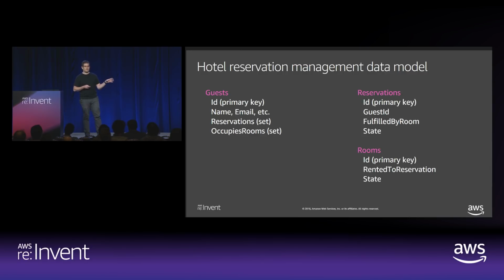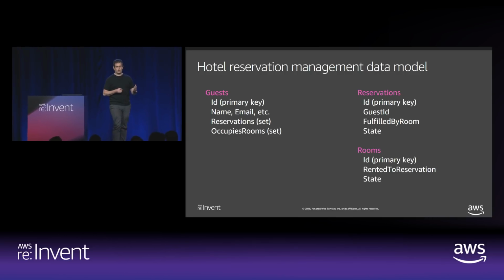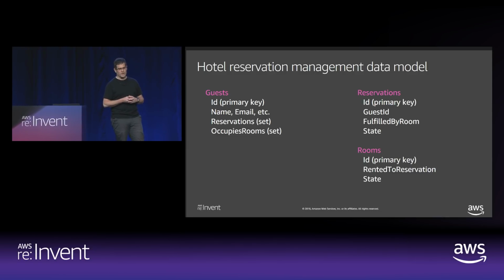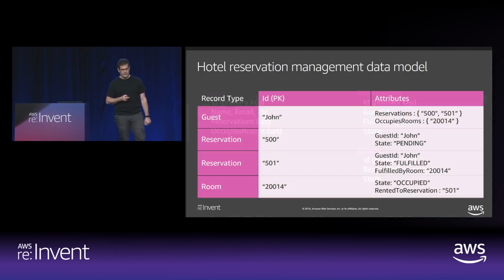So the guest reservations are going to contain basically all of the reservations that the guest has made and are either pending or active. And it's also going to contain a set of occupied rooms that the guest is currently occupying. Reservation is going to contain basically the guest ID who made the reservation. And if the reservation is fulfilled, it will identify the room. Similarly, room will have an ID, will have a state, whether it's occupied or free. And if it's occupied, it will say which reservation made it occupied.